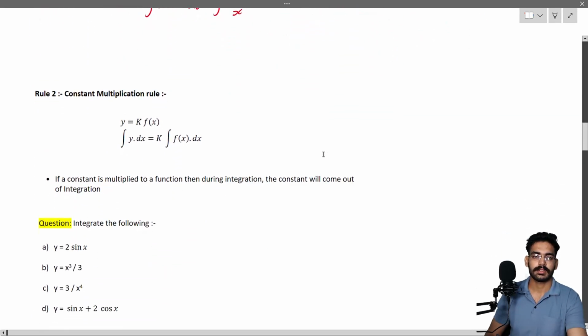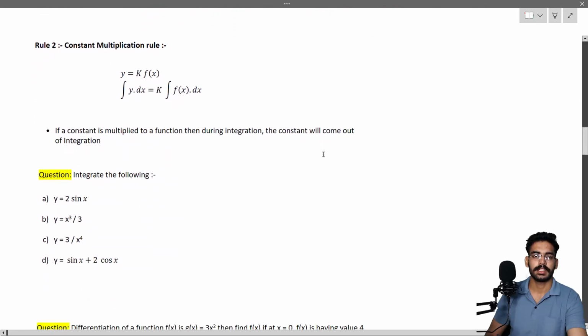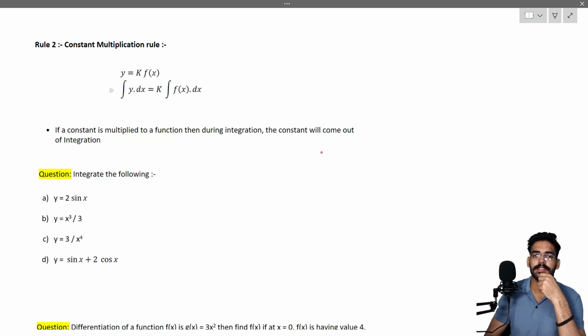Okay, now let's go ahead. The next rule is, I hope you understood this, the constant multiplication rule. Okay, now what is the constant multiplication rule? Same as differentiation only. Okay, so if k is a constant, it is not a variable thing. Okay, first you have to fix that k is constant, then only when you put the integration sign on both sides, you will be able to take k out of the integration when k is constant. Okay, always remember.